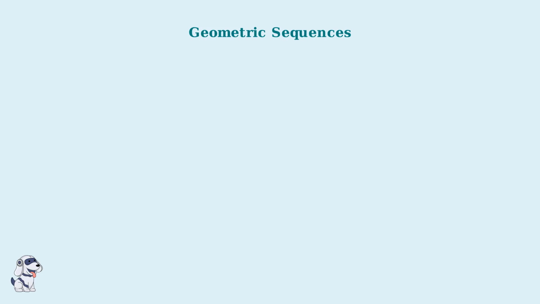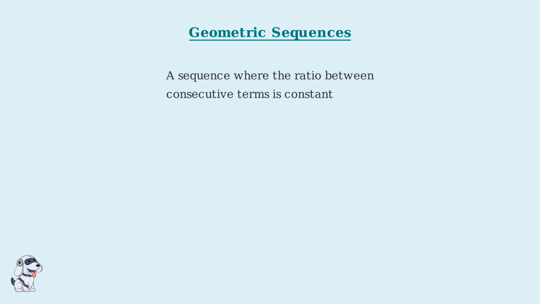A geometric sequence is a special type of sequence where each term is found by multiplying the previous term by the same constant value. This means that to get from one term to the next, we always multiply by the same number. This constant multiplier is called the common ratio, and we usually represent it with the letter r.